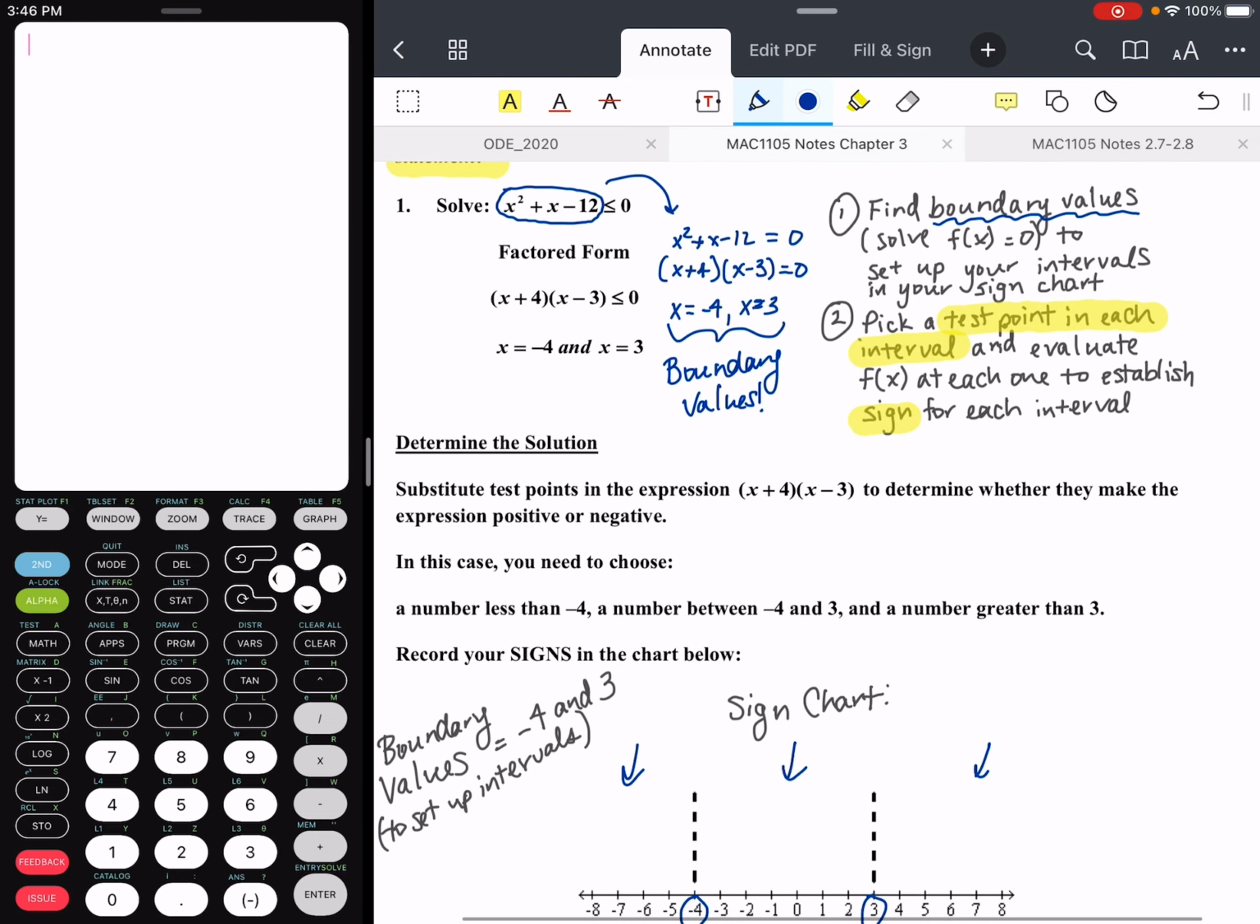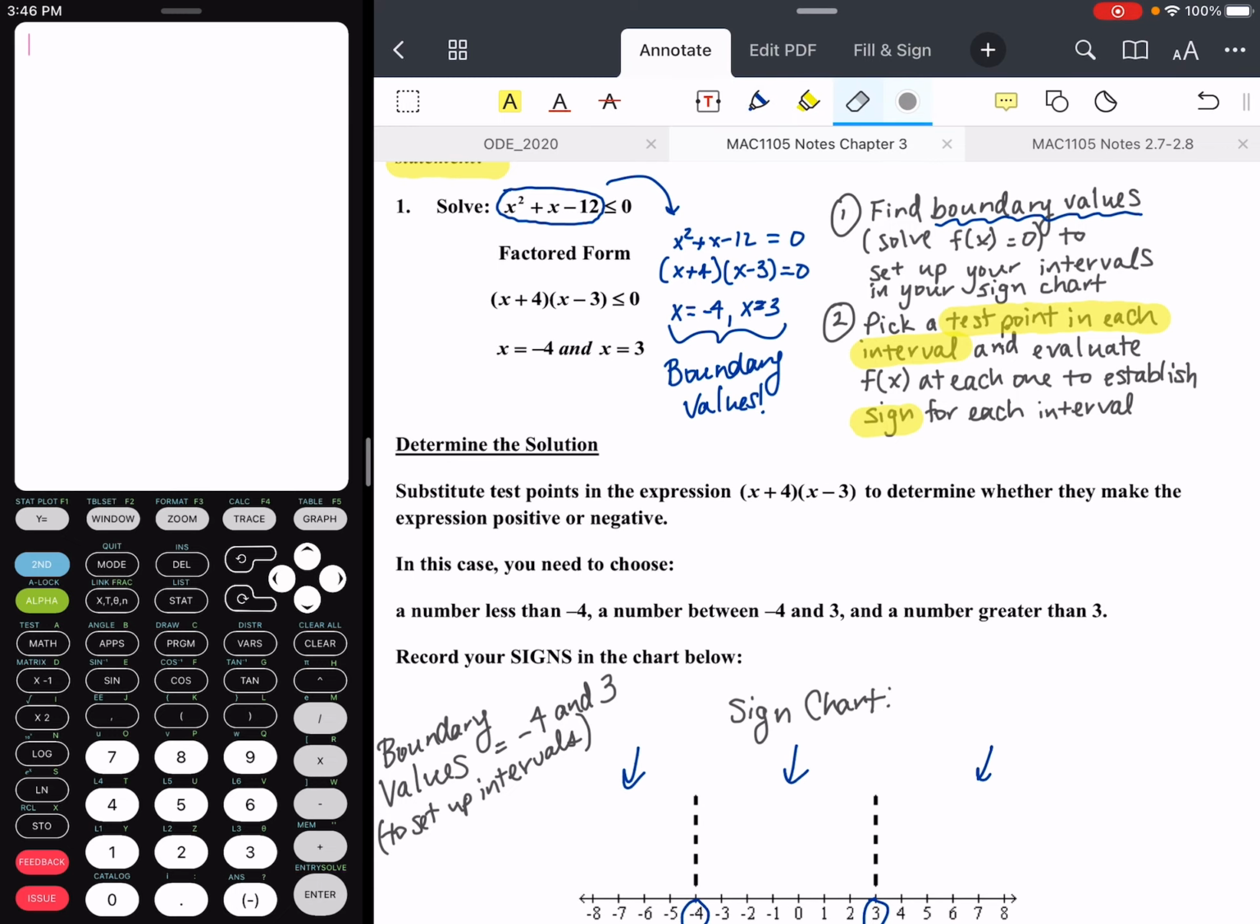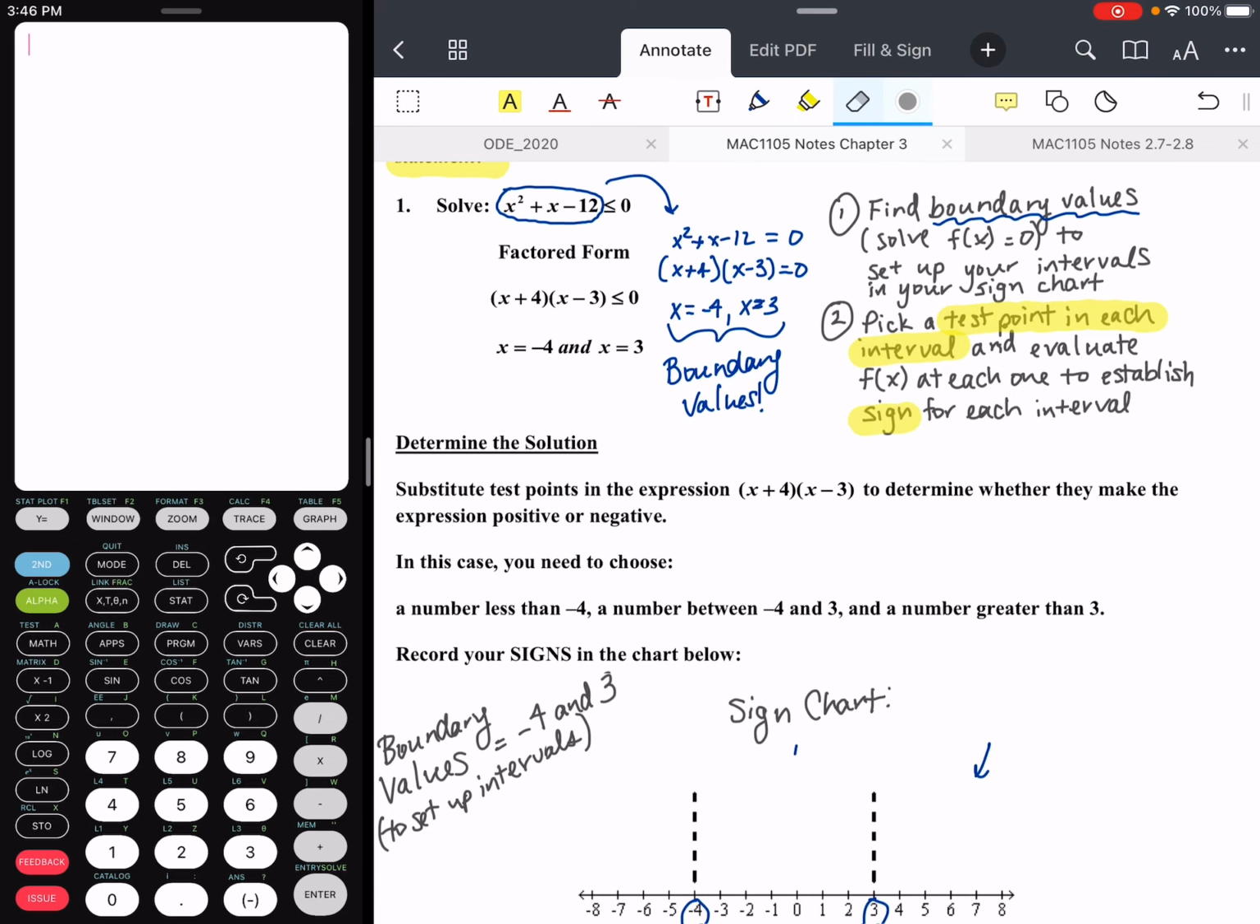Okay, step 2, pick a test point in each interval. So we have 3 intervals, so we'll have 3 test points. Pick a test point in each interval and evaluate your expression, I'm calling that f of x, at each one of your test points to establish a sign for each interval.